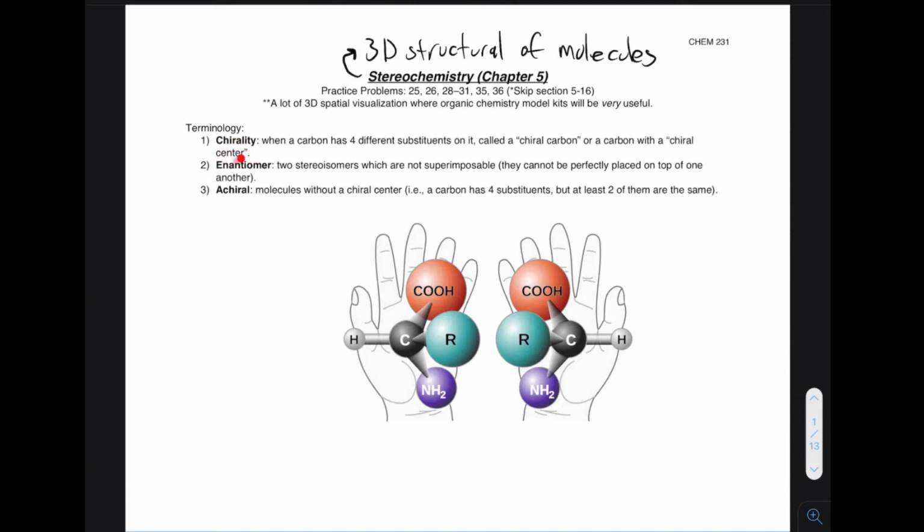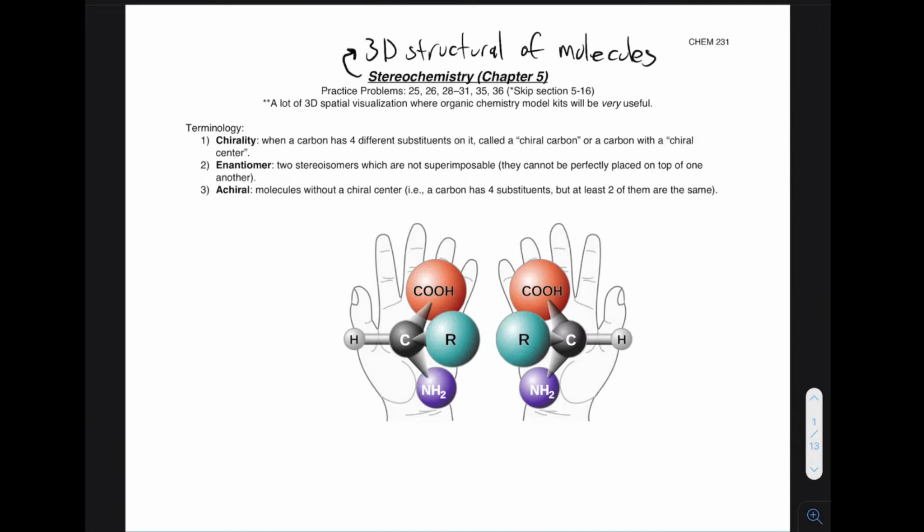So the first one is chirality. And this is when a carbon has 4 different substituents on it. It's called a chiral carbon. And an enantiomer is when we have 2 different stereoisomers which are not superimposable, so they cannot be perfectly placed on top of one another. And achiral, meaning molecules without a chiral center.